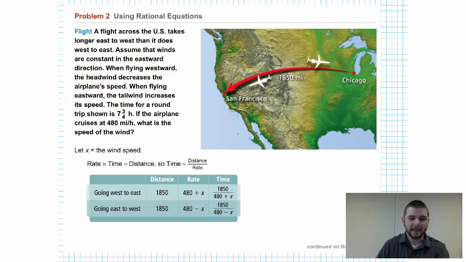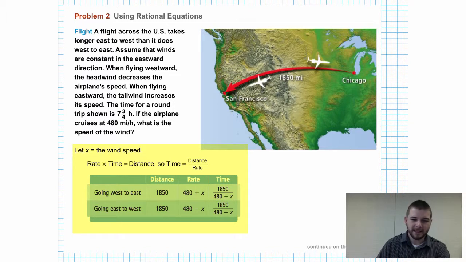Well, let's let x be the variable to represent our wind speed. That'll be our unknown quantity and also the quantity that we're trying to solve for. We know that rate times time equals distance. Therefore, we could solve that equation for time to find time equals distance divided by rate. The table outlines nicely for us the different ways to write distance, rate, and time once for each of our 2 legs of the trip.